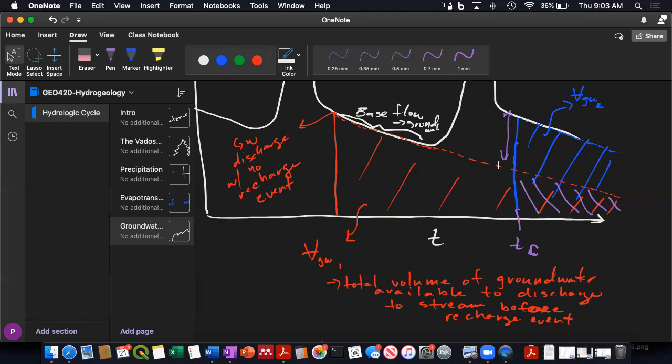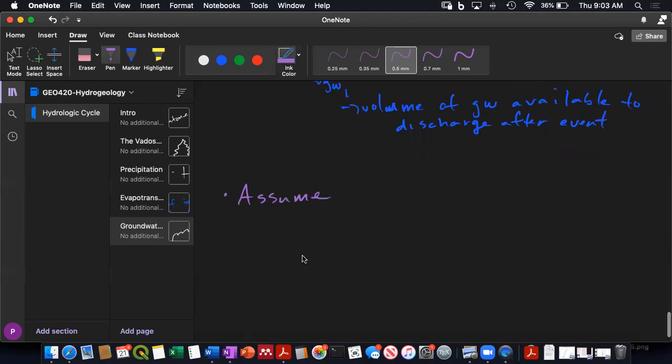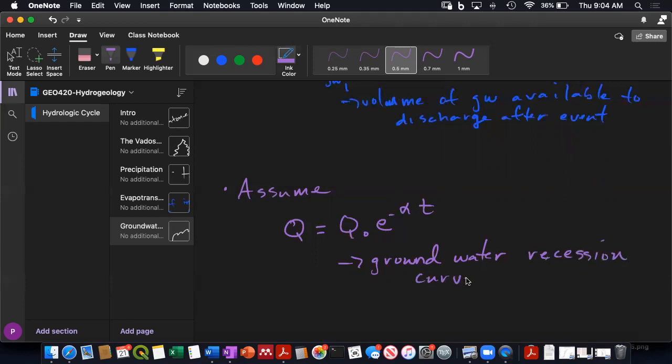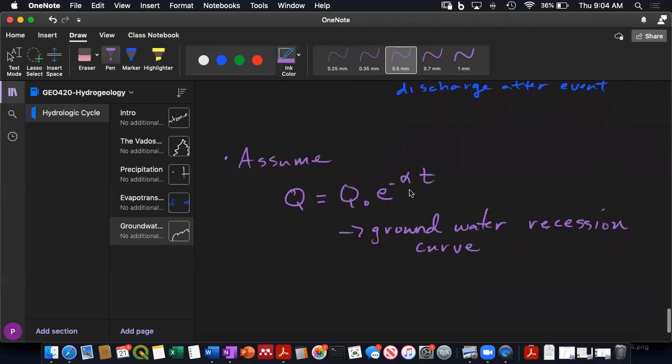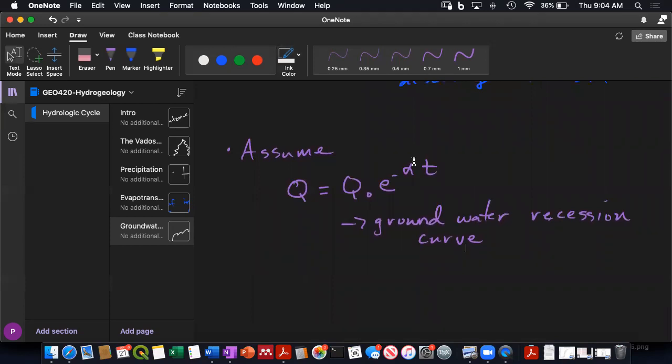So it turns out that we're going to make a couple assumptions. So we assume that groundwater decay comes from a linear reservoir. And what do I mean by that? Is that Q is equal to Q naught e to the minus alpha t. This is the groundwater recession curve. And it is described essentially as an exponential decay. All right.